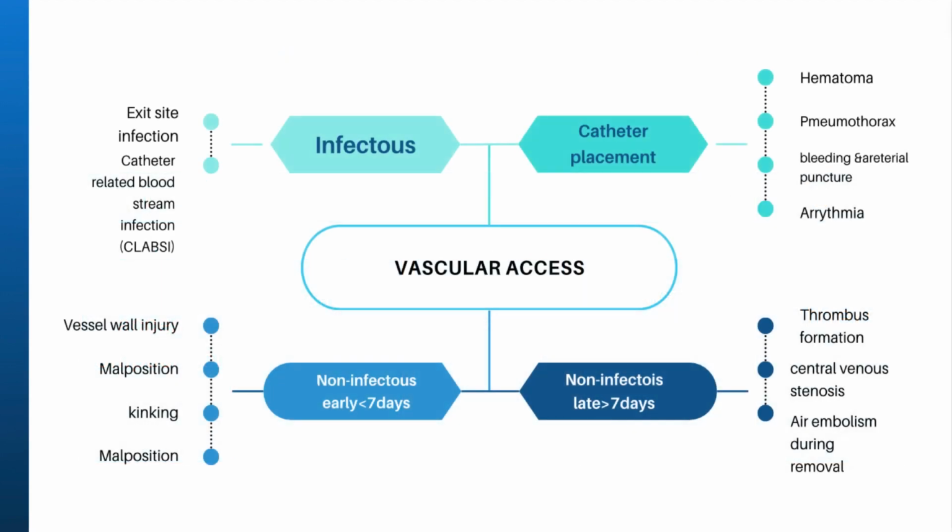Regarding the vascular access, there is a complication related to catheter placement, like hematoma during puncture, pneumothorax, especially with subclavian access, and also there is bleeding and arterial puncture, and it can cause arrhythmia. There is infectious complication like exit site infection and the catheter-related bloodstream infection, and we'll talk about both and differentiate between them.